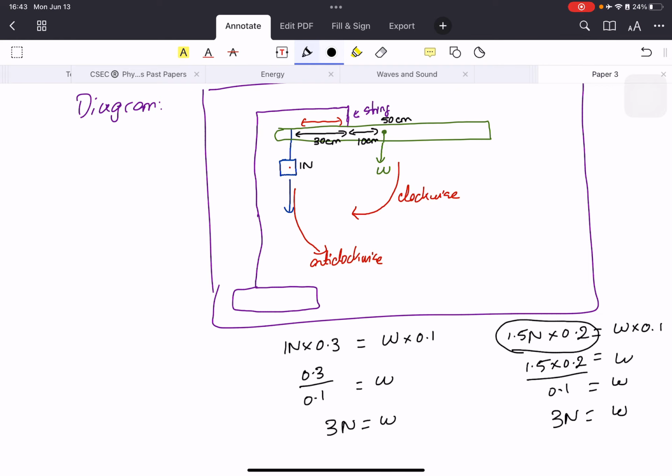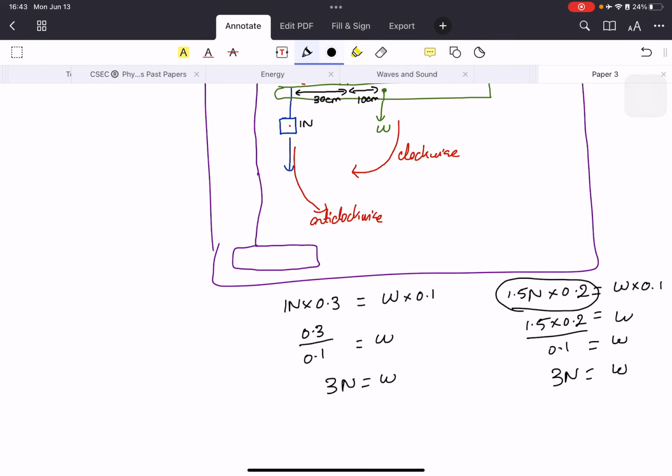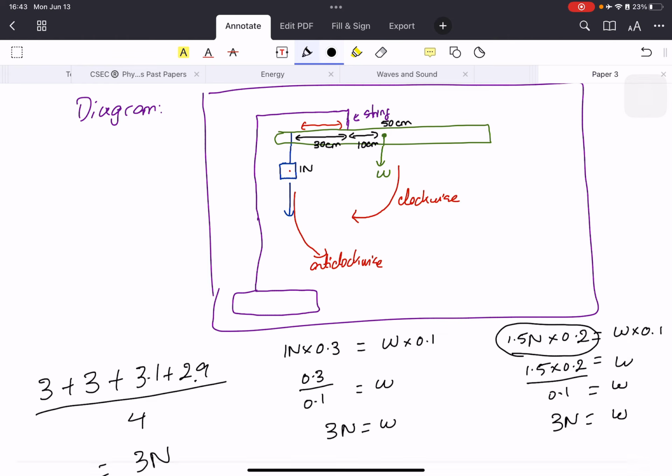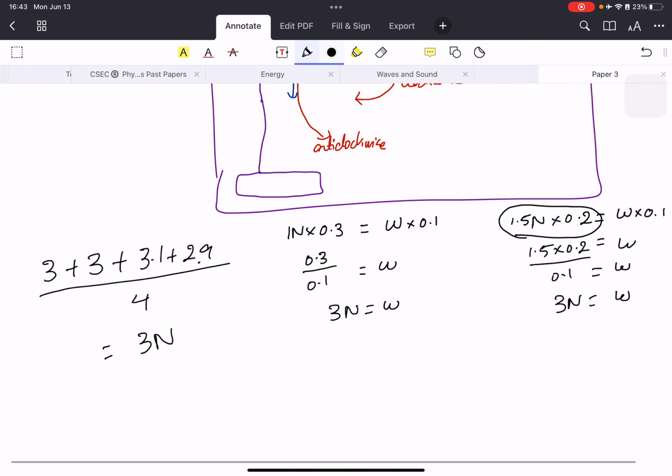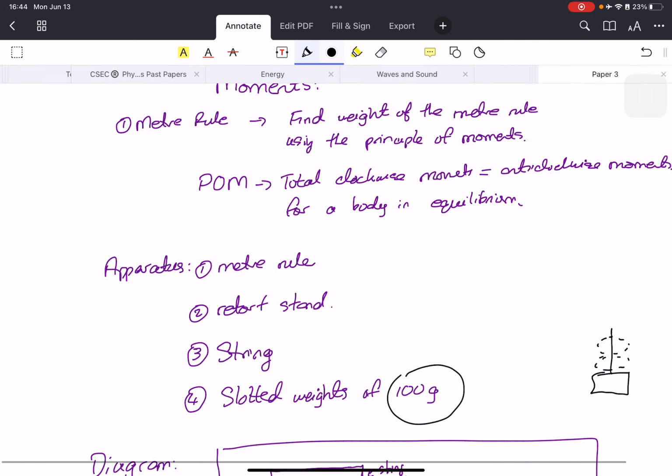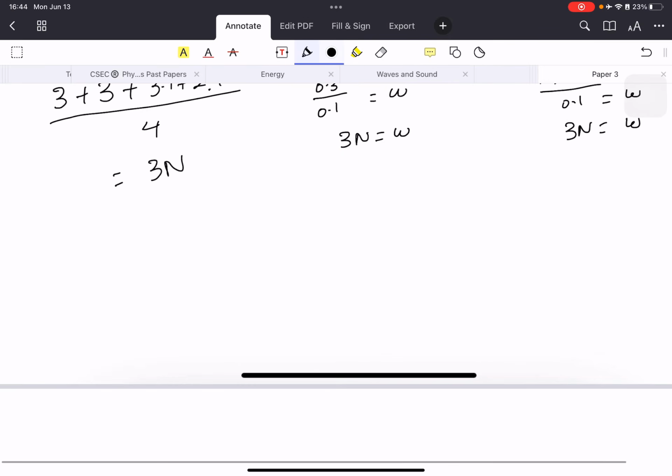If you get different values for weights like 3.1 or 3.2, that's fine, you're still correct. At the end you need to find the average weight. So if you repeat the experiment a couple of times and you get 3, maybe 3.1, and 2.9, you divide that by 4, that's how many times you did the experiment, and your average might be 3 newtons. So your average weight of the ruler is 3 newtons. In an experiment like this, just remember that the weight is in newtons, that's the SI unit for weight. And there you go. That should be your turning forces or moments in a nutshell.